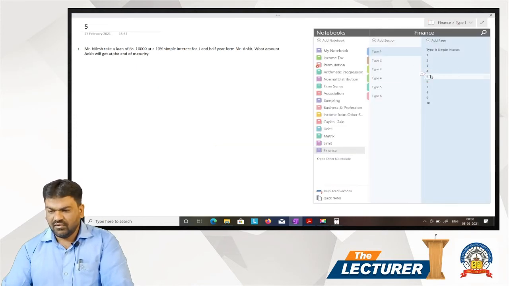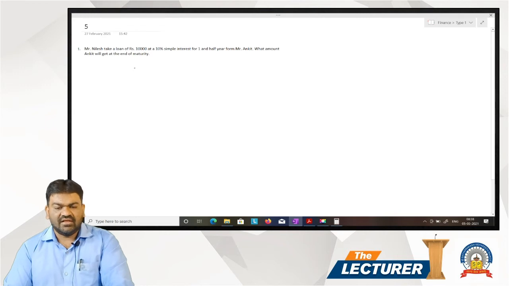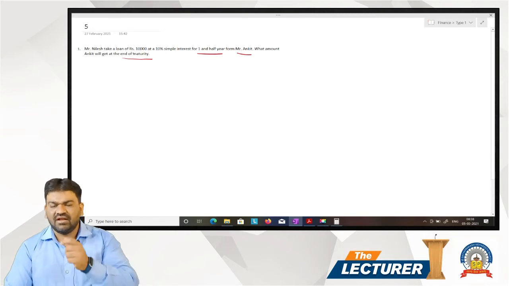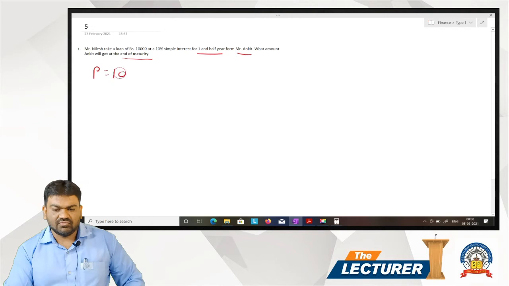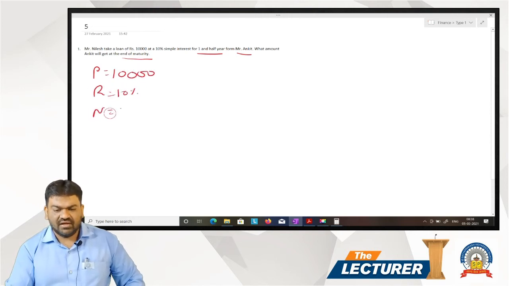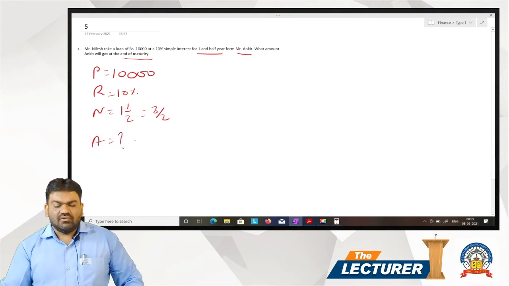Next, example number 5. Mr. Nilesh take a loan of rupees 10,000 at a 10% simple interest for 1.5 years from Mr. Ankit. What amount Ankit will get at the end of maturity? So he get principal as well as interest. So P is equal to 10,000, R is equal to 10%, N is equal to 1.5, that is 3/2. We have to find out total amount. So A.